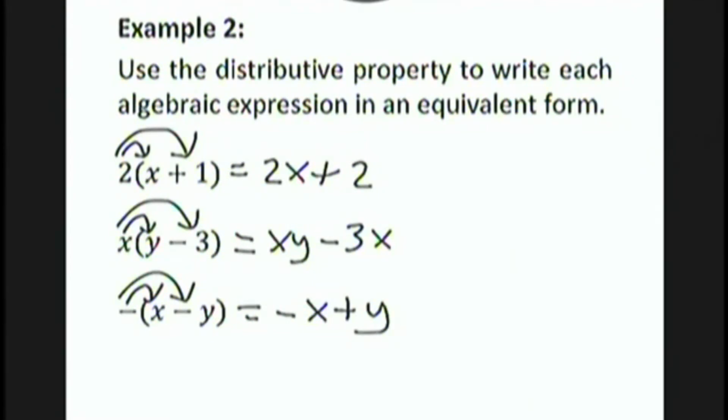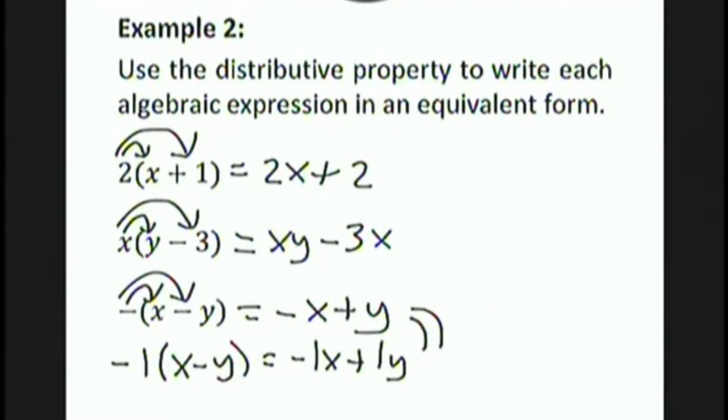It's a common mistake that students make to forget to change that negative to a positive. If it helps, this last example can be written as negative 1 times (x minus y). It means the same thing. So that's negative 1x plus 1y, which is exactly the same as what we just got.